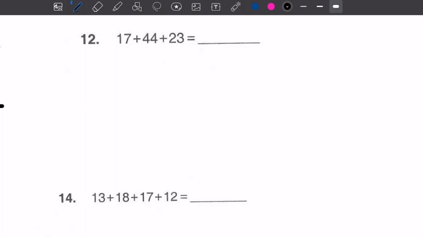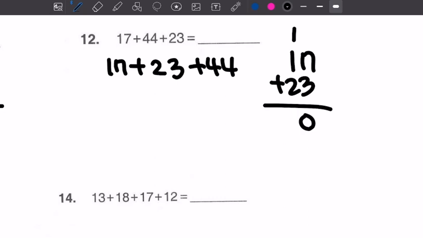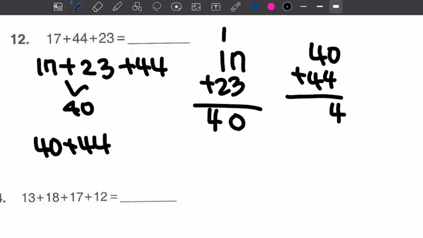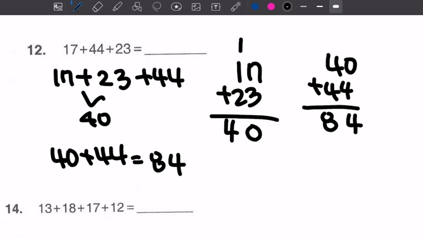Now for question number 12, we have 17 plus 44 plus 23. Now looking at the ones digit, we know that 7 plus 3 is equal to 10. And therefore we want to add 17 plus 23 first. And so we can rewrite and rearrange the order by writing 17 plus 23 plus 44. And we're going to do 17 plus 23 first, and that would be 40. Now we have 40 plus 44, and that would equal 84. Therefore, 17 plus 44 plus 23 equals 84.